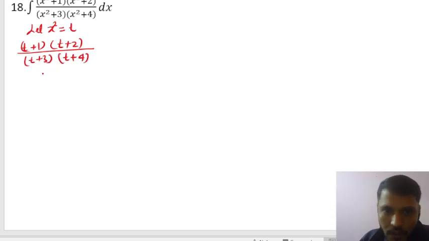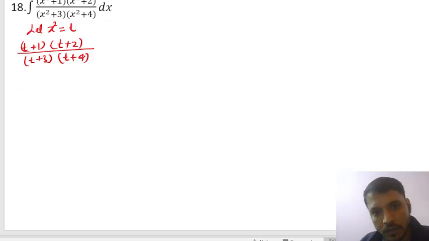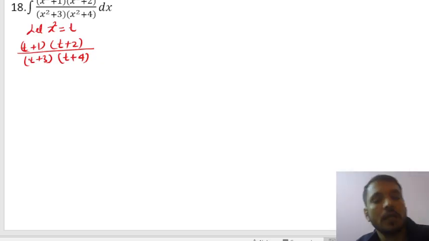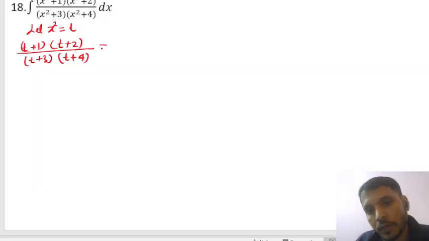Alright. Now we have to apply the partial fraction on this. But can we apply directly? No, because you can see here the power of the variable in both numerator and denominator are same. That means it is not a proper fraction. So first we have to multiply it and then divide it and convert it into a proper fraction.